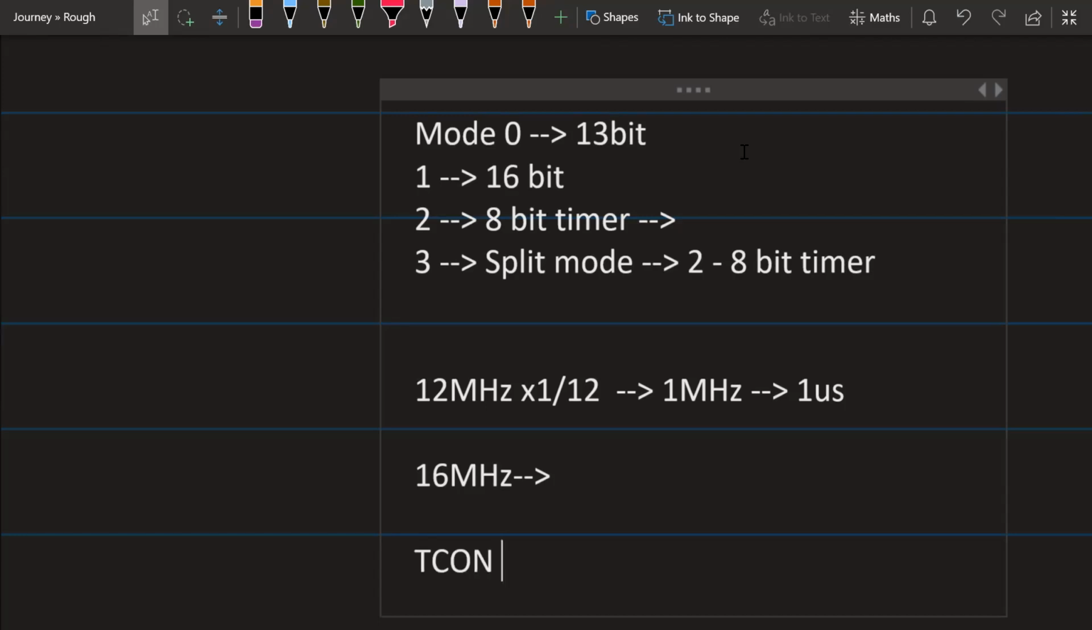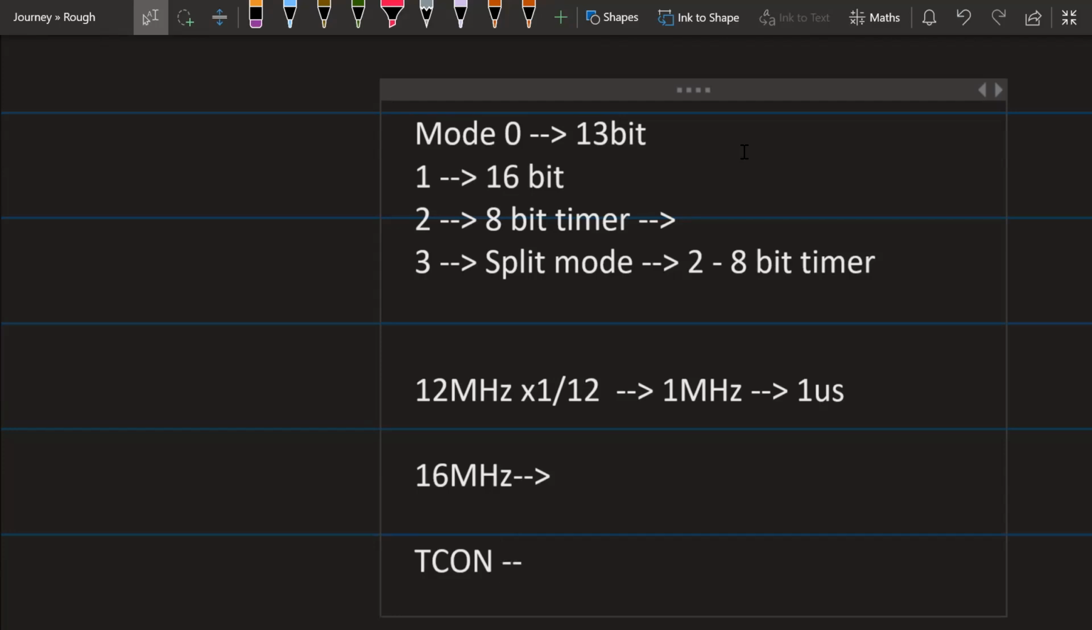In the timer, there are only three important registers. One is the timer register itself: we have TH0, TL0, TH1, TL1. Then we have the TMOD register. In that, the bits are GATE, timer or counter, M1, M0, and again the same thing for the other timer.